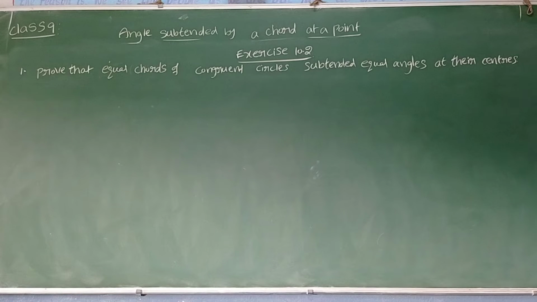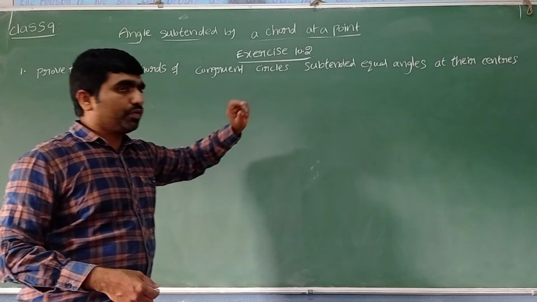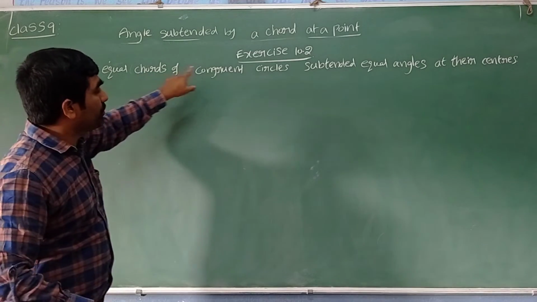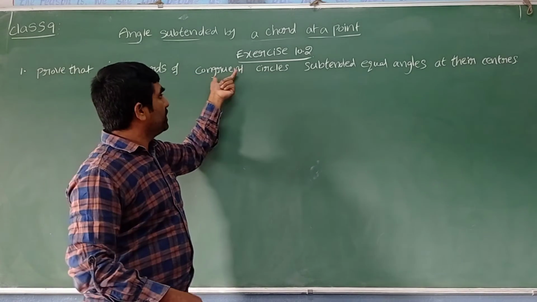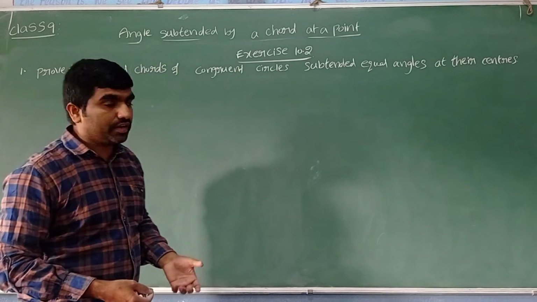Yes, children. Let's see one more example from exercise 10.2. Even this is about the length of the curve and the angle at the center. Prove that equal curves of congruent circles subtend equal angles at the center. What is meant by congruent circles? When can we say that two circles are congruent?